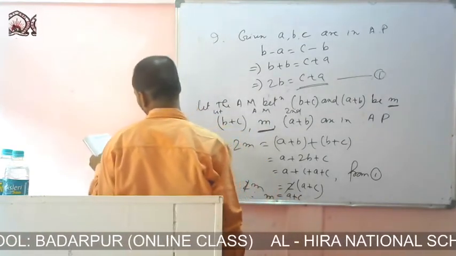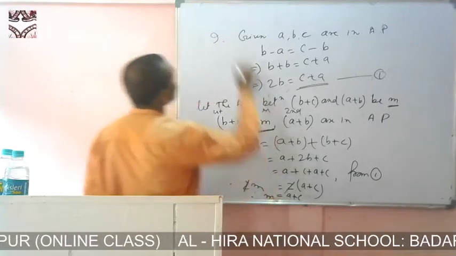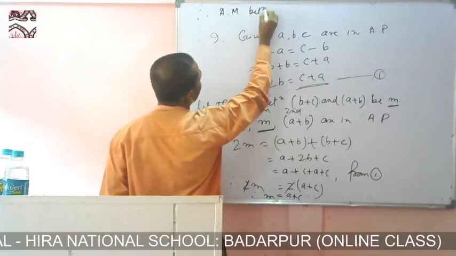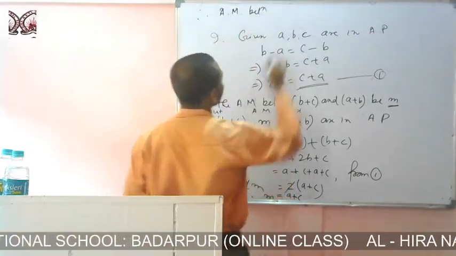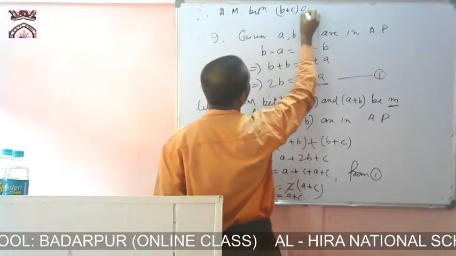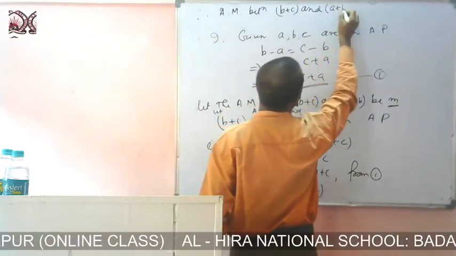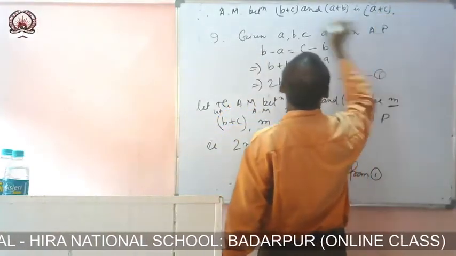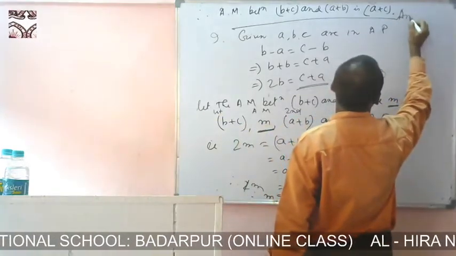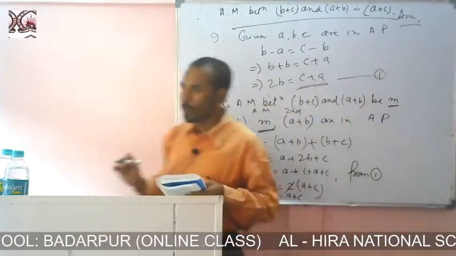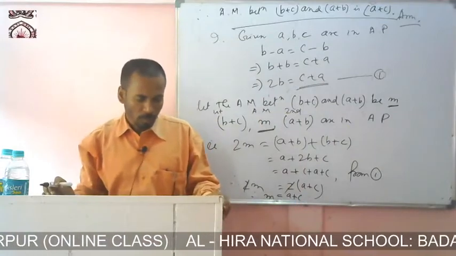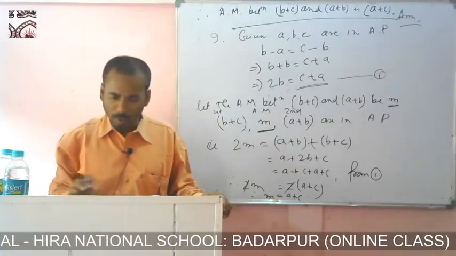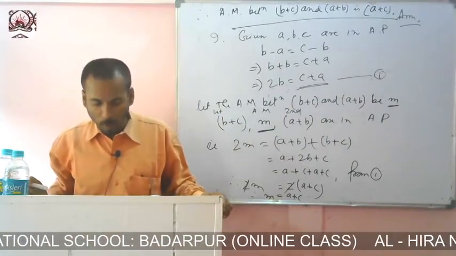Therefore the AM between B plus C and A plus B is A plus C. This one is the answer. Like this you can do the rest also. And now we will proceed.